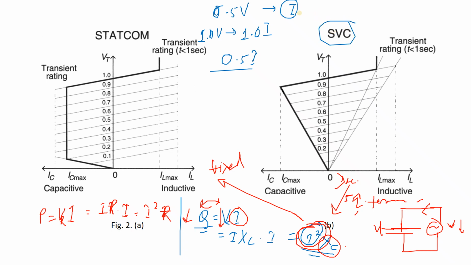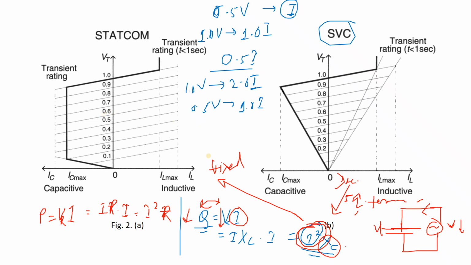You have to take a double rating of SVC so that it can produce more current. Under that condition it will produce 2.0 I, because a higher rating has been taken, and for the higher rating it will produce double current. Therefore for 0.5 V it will produce 1.0 current. Okay, by double rating I am talking about that. But that means it is quite expensive.